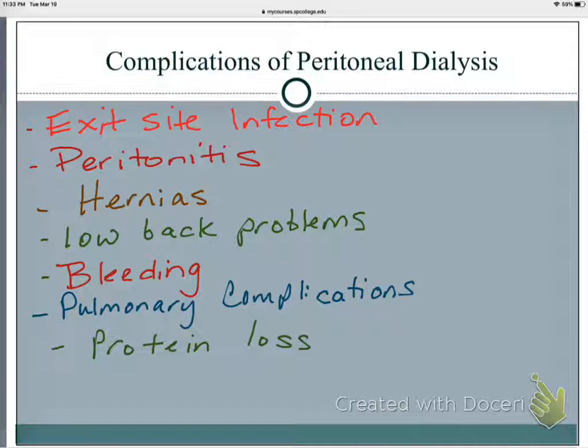Again, unresolved peritonitis can lead to too much protein loss and malnutrition. So this may be a cause to stop the peritoneal dialysis if we can't fix it. And that's one thing that's really difficult, to get a lot of protein into some patients.